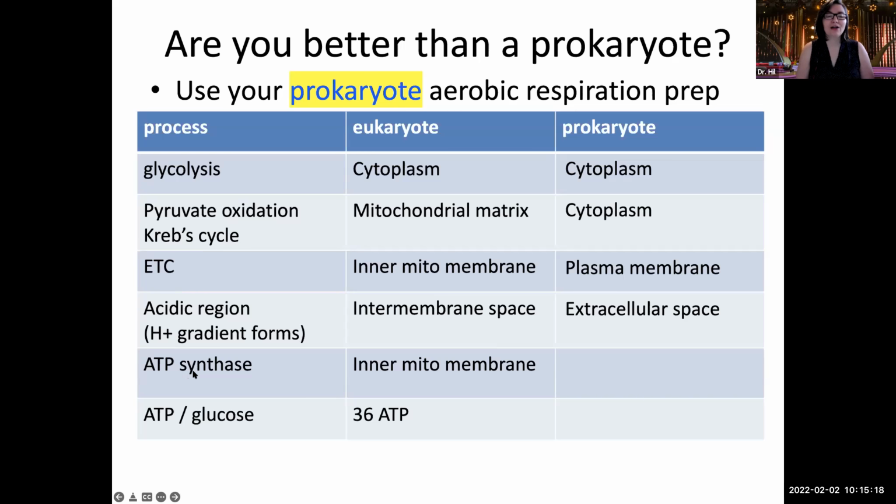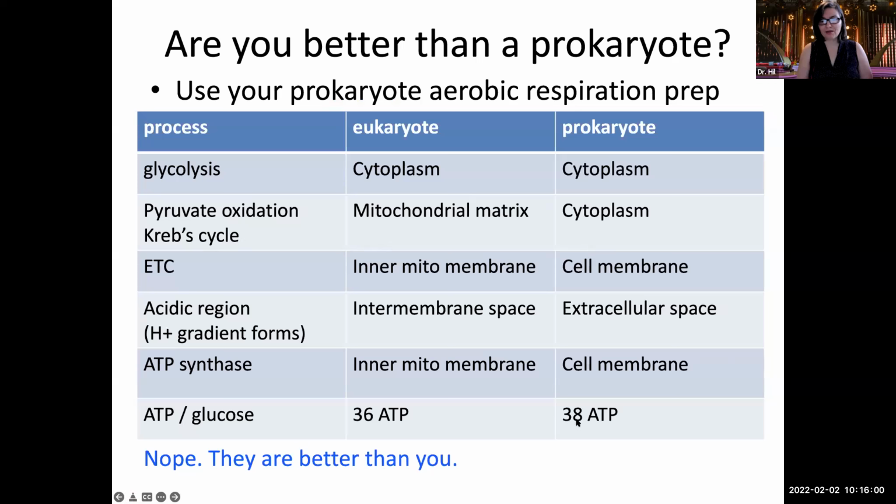All right, ATP synthase in a eukaryotic cell is in the inner mitochondrial membrane. There isn't one of those in a prokaryote. So ATP synthase is found where in a prokaryote? Right. Correct. It is found in the plasma membrane. And we got 36 ATPs per glucose in a eukaryotic cell. And how many do we get in a prokaryotic cell? Correct. We get 38.